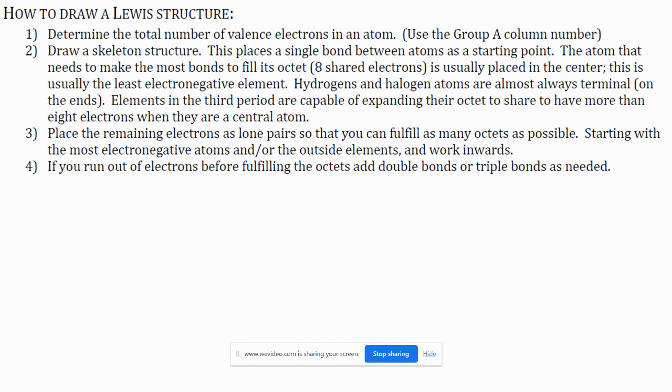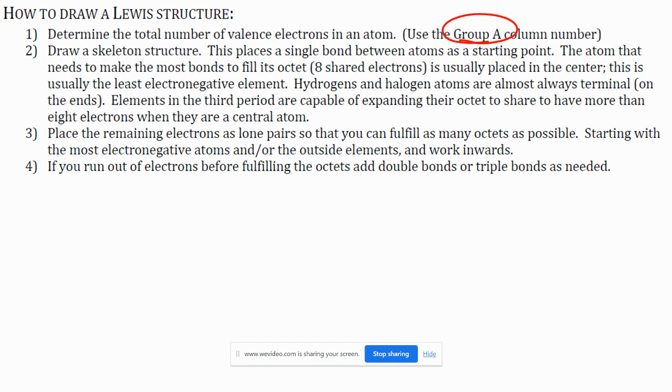All right. So you're going to determine the total number of valence electrons in the atom. And by group A here, what they're talking about is your S and P blocks. Those are called your group A elements.